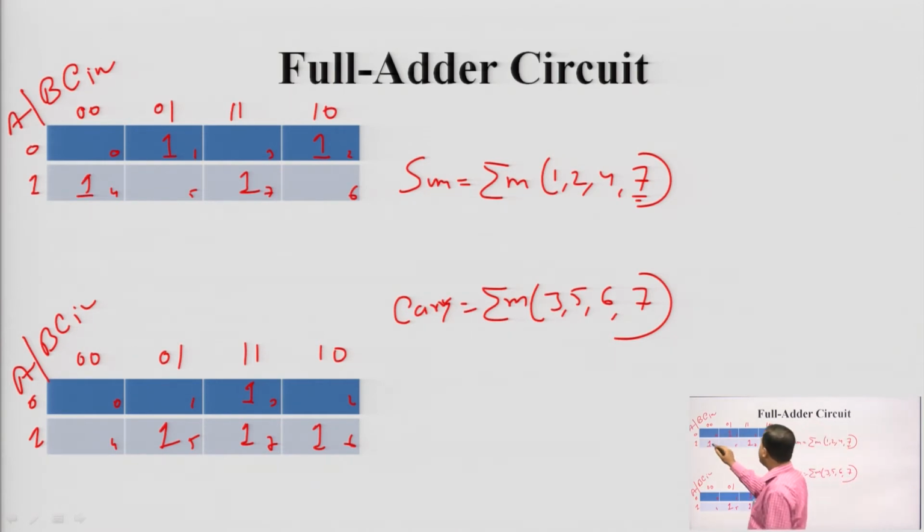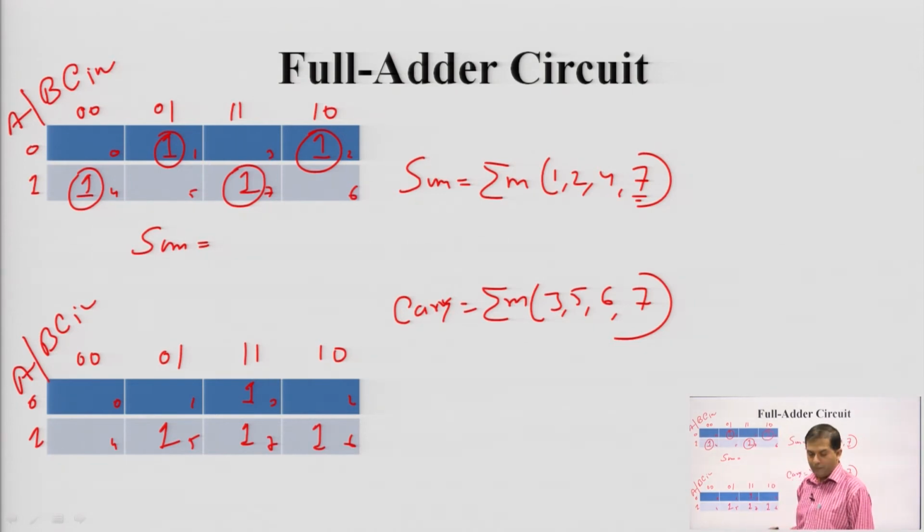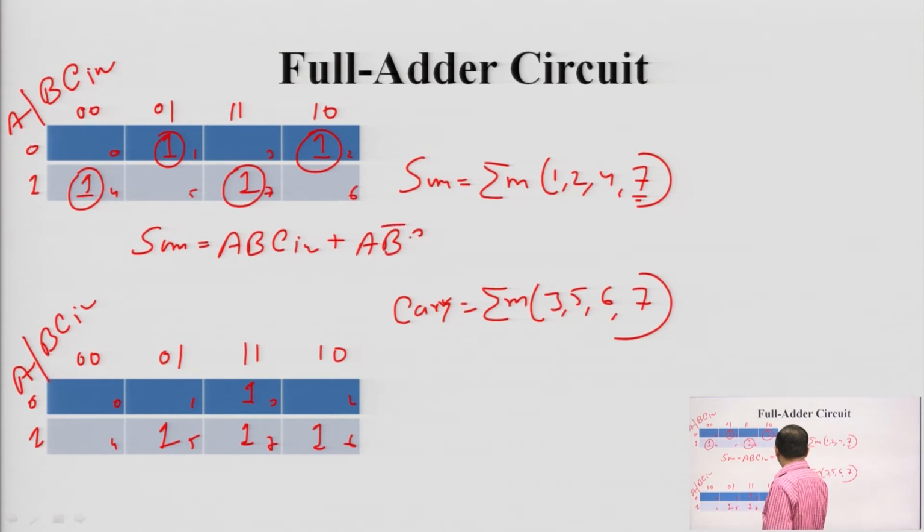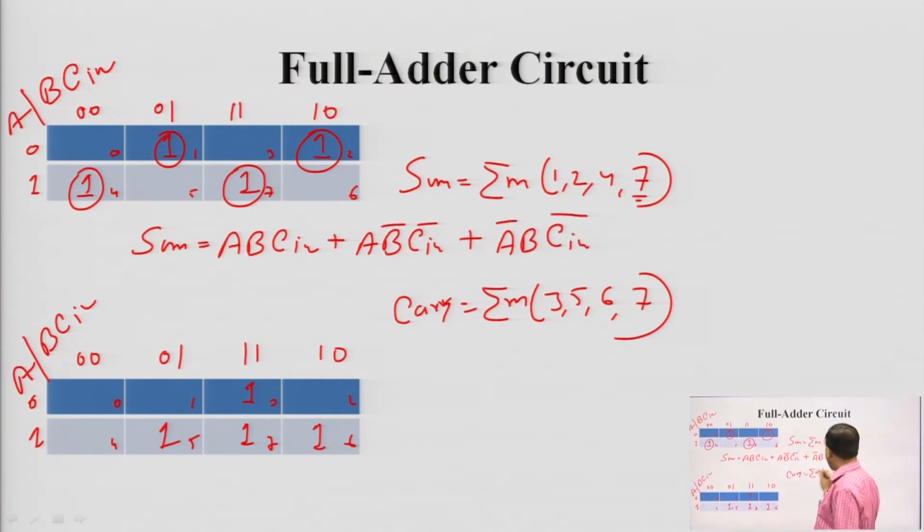So, in the minimization part, from this we cannot group any ones, because no adjacent ones are there. So, all will be individual. After solving the K map, the value of sum will be A B C in plus A B bar C in bar plus A bar B C in bar plus A bar B bar C in.